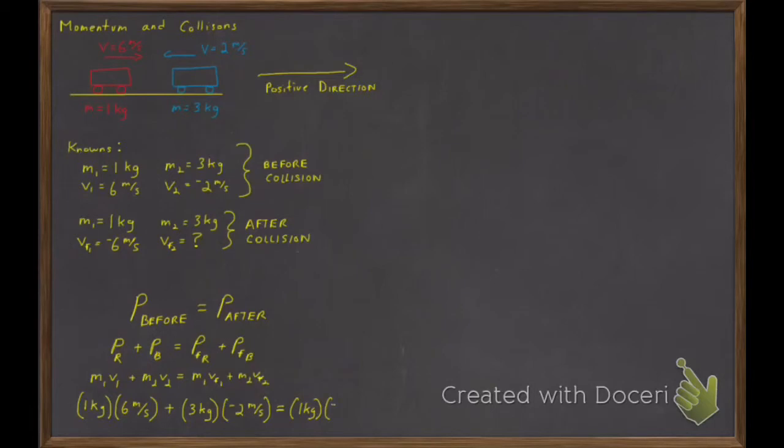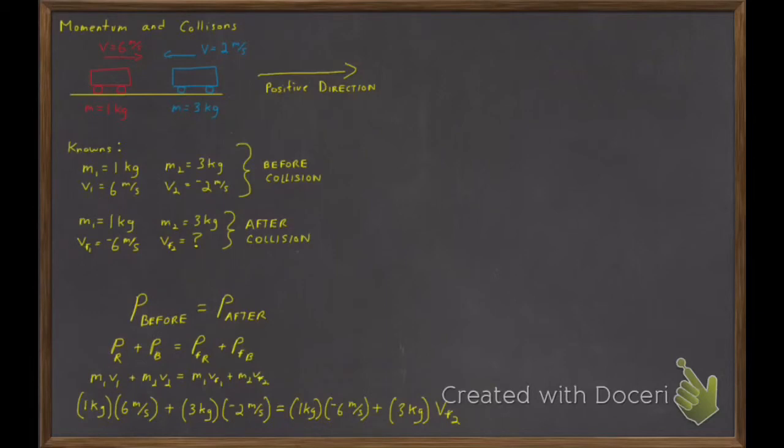You'll always be given the final velocity of one of the carts in these problems where they split apart. So that's negative 6 meters per second. And that's added to the mass 2, which is 3 kg. And we are trying to find VF2. Okay?